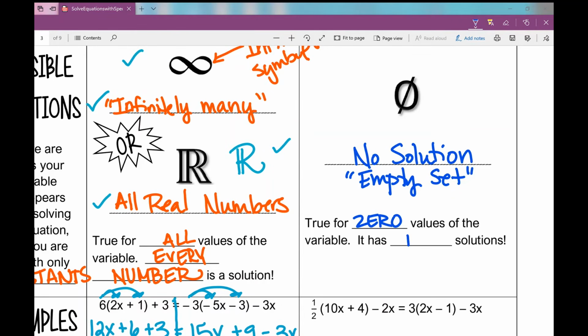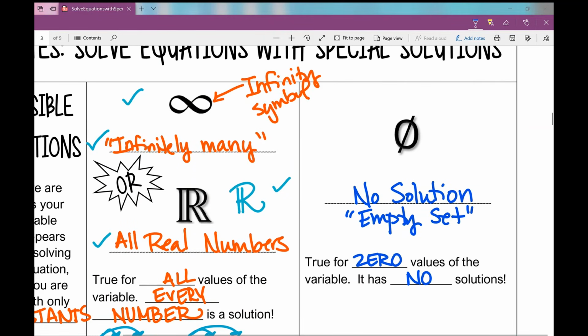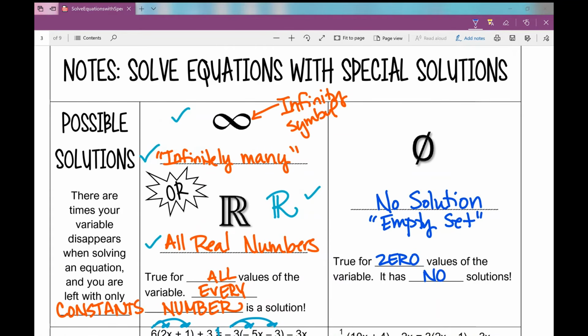It has no solutions. Okay, so one of the things that I really want to point out is this does not equal 0. Okay, do not try to put a circle with a line through it and have that equal 0. X equals, it does not equal 0. So make sure you don't start doing that. It means no solution, okay? That is not the same, okay?